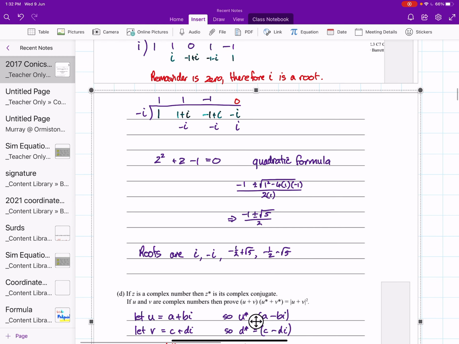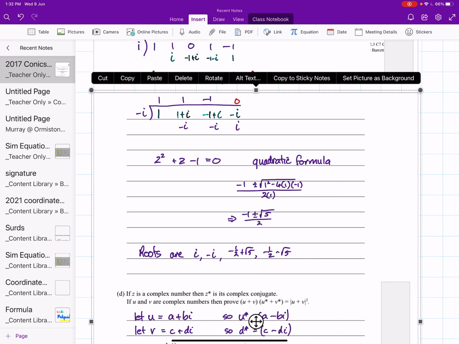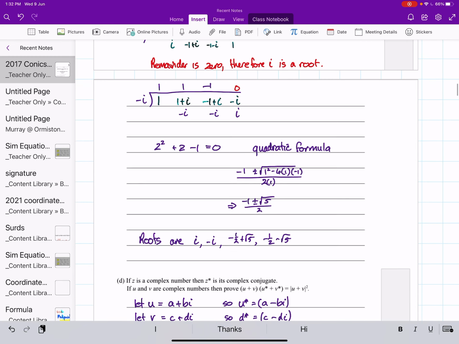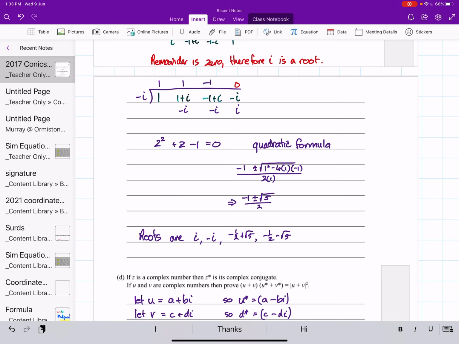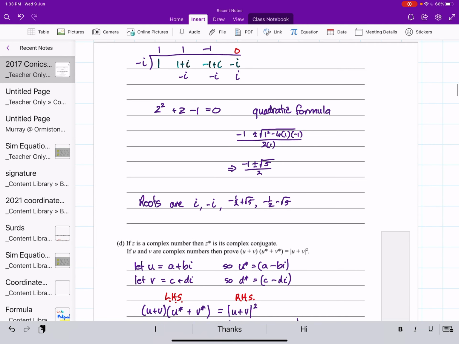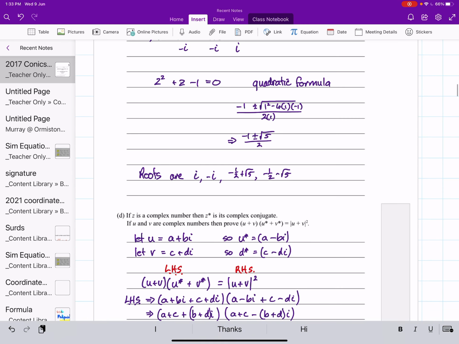The next one, let U equal a plus bi, and let V equal c plus di. So find the conjugates by putting the negatives in there. We're going to work on the left-hand side of the equation, so substitute for U and V and their conjugates, gathering your real parts and your imaginary parts together, then expand it.